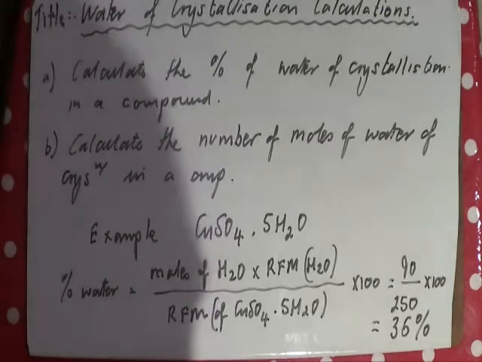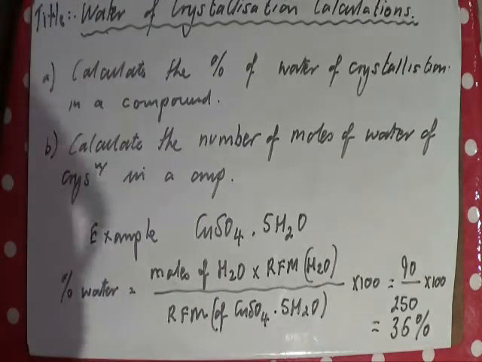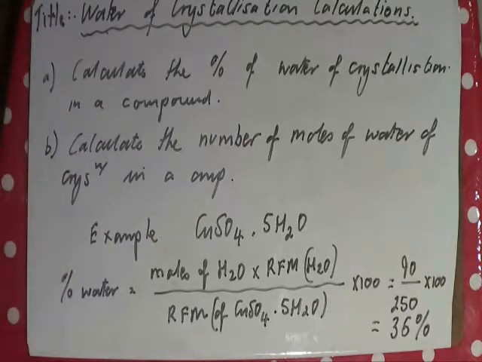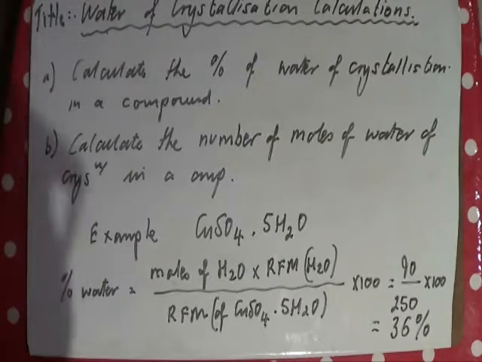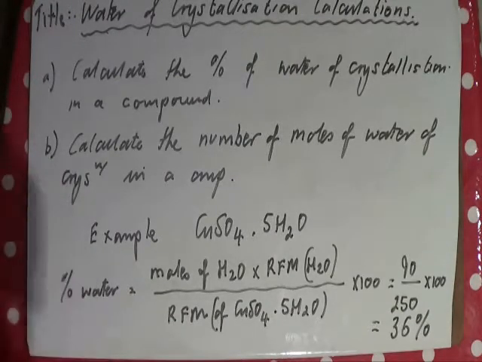Okay guys, what we're going to have a look at today then are some water of crystallization calculations. As we looked at earlier in one of the moles topics, water of crystallization is water which is trapped within crystals of an ionic solid, essentially as that ionic solid forms from an aqueous solution. There are two types of calculation that you need to be able to do here.